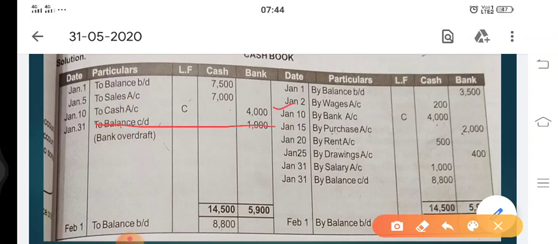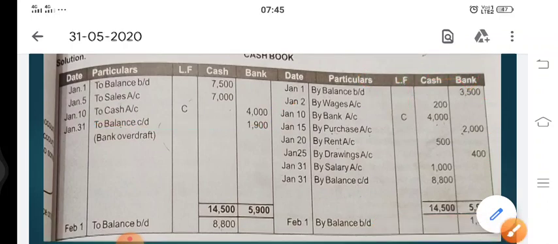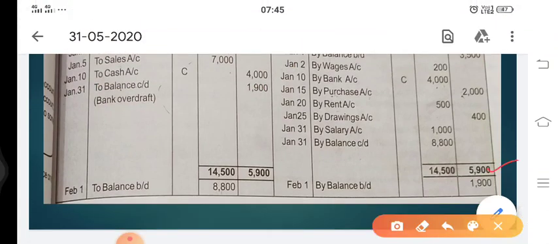Let's check on the credit side. So here we have 3,500 plus 2,000 plus 400. This comes to 3 plus 2, 5, 5,900. So here it is 5,900 whereas on the debit side it is 4,000. Obviously 5,900 is greater, which means we have greater balance on the credit side. We'll write it on both the sides.